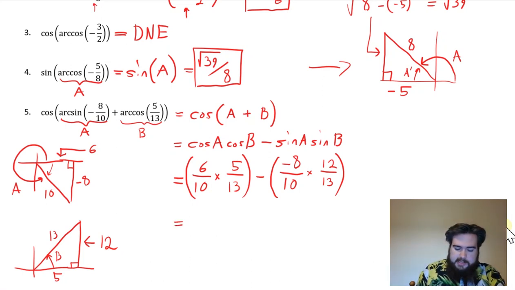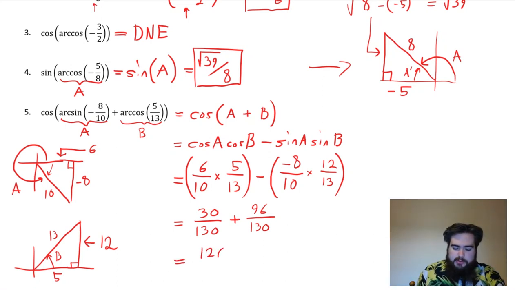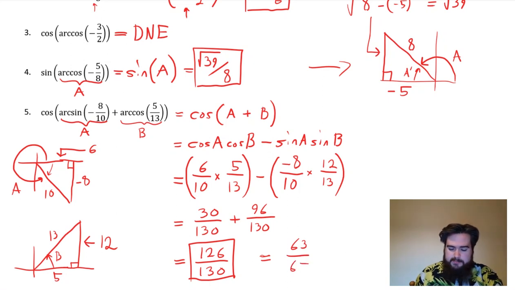Multiplying through accordingly, that gives us 30 over 130 plus 8 times 12 is 96 over 130, which would simplify to 126 out of 130. Or, if you want to simplify that even further, could also say 63 out of 65. That would also be fine.